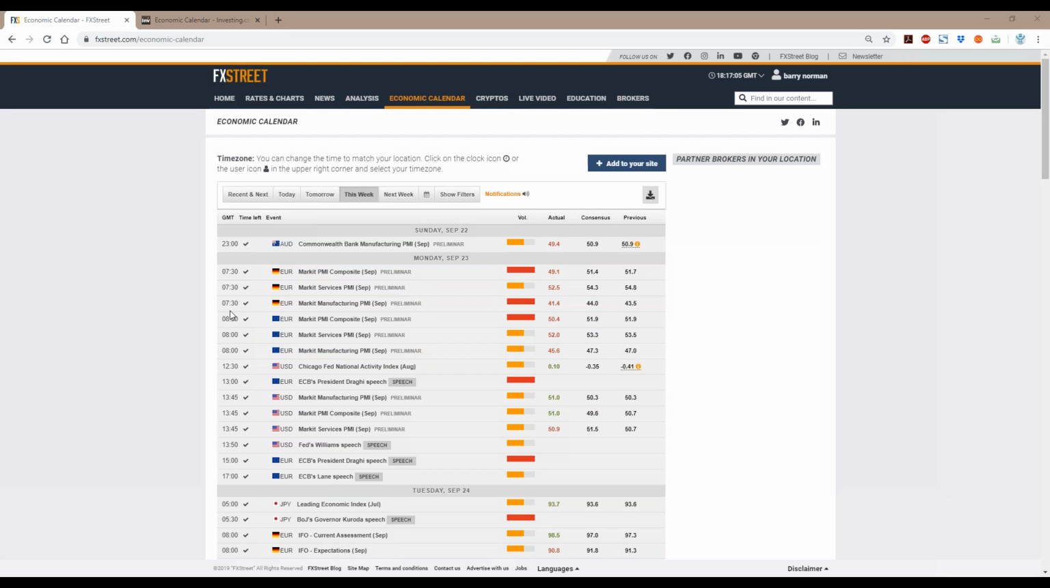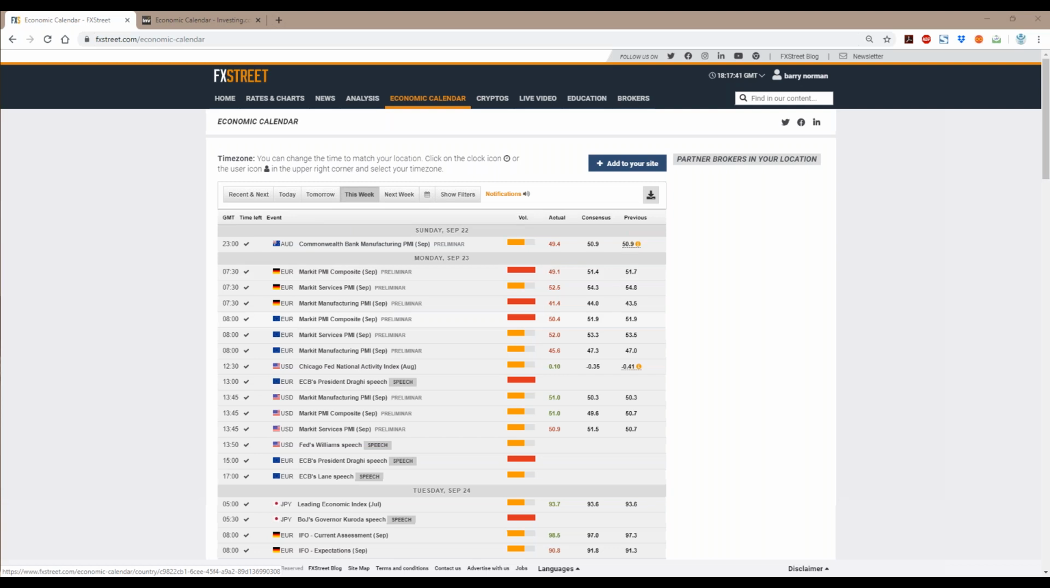And so that way we have the Markit PMI composite for September. That's where it has all of this stuff put together. And then we have the Markit manufacturing PMI. That is ultimately the most important of this report. And then we go down to the Markit service report. Now, if we look on the left, okay, we see everything's affecting the euro, but we see the flag. So the first one is Germany. These three reports were on the German economy.